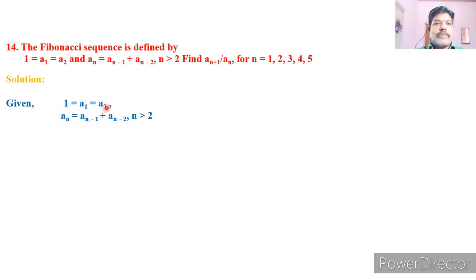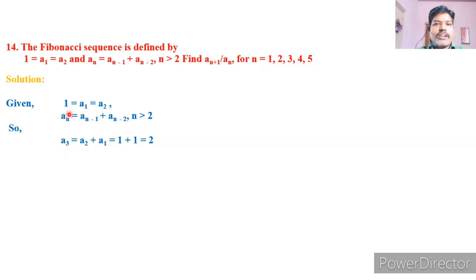Already you know the A1 value and A2 value. For n greater than 2, they are defined like this. So we will start with n equal to 3. For n equal to 3, what happens? A3 minus 1 becomes A2, and A3 minus 2 becomes A1. So A3 value is A2 plus A1.